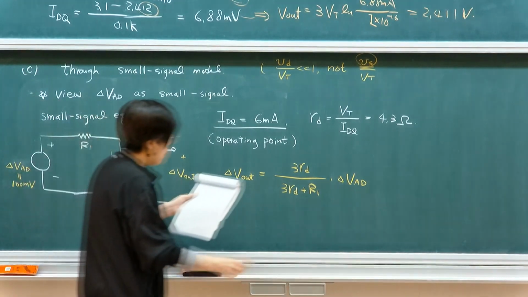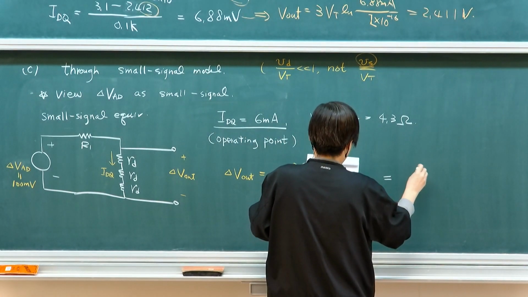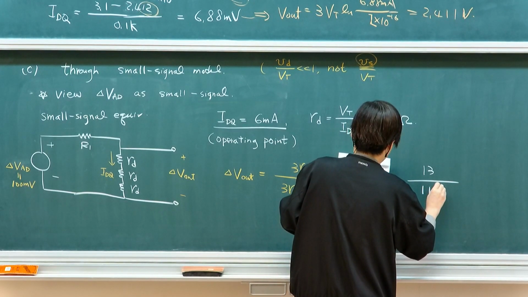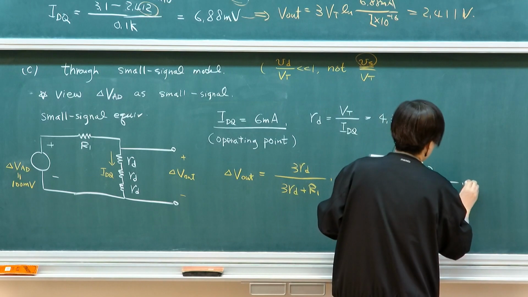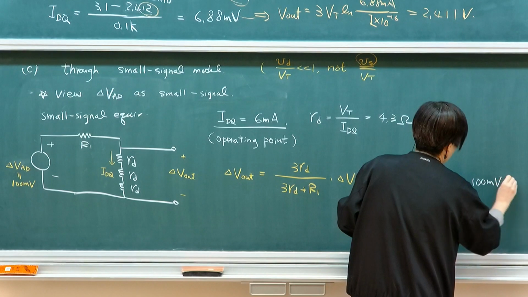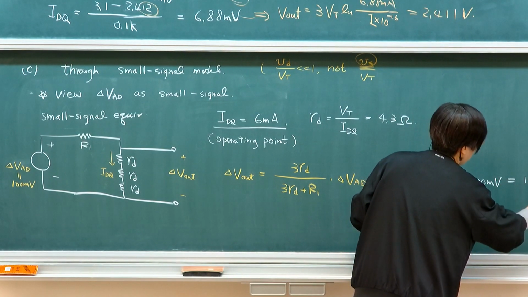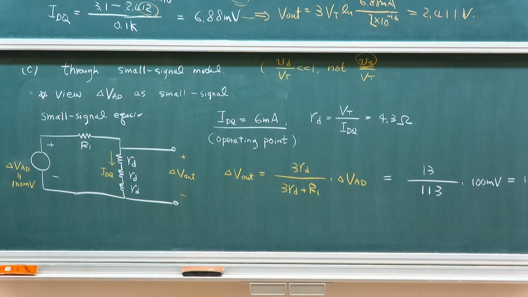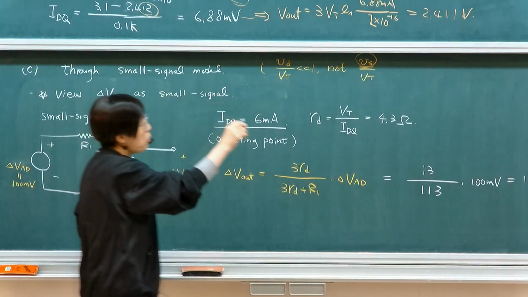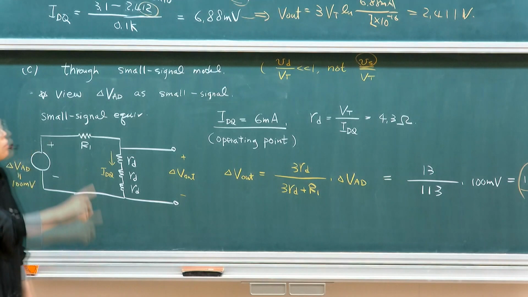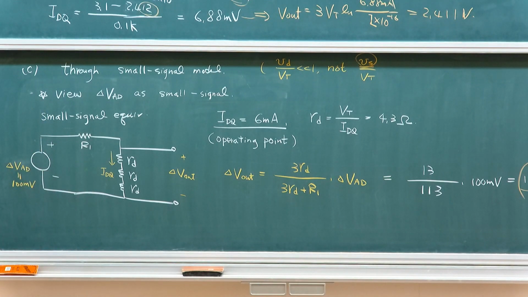Right? So I know the value is about 13. This is 113 times 100 millivolt. And you actually get 11.5. Okay? So first of all, the observation is that it's very close, whether you do it with the precise model or with the exponential model. The delta V out is actually very close. There's little discrepancy, but we don't actually care too much.